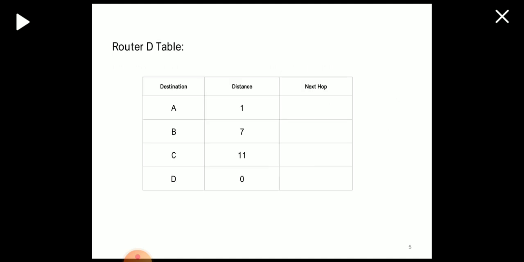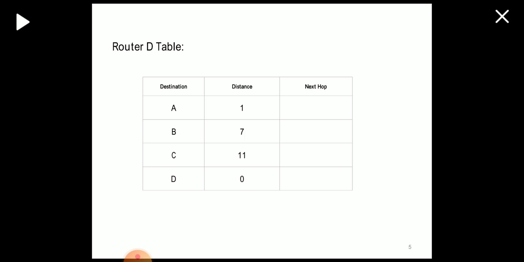Similarly, we maintain a table for router D. From D to A, we consider a distance of 1. From D to B, we consider a distance of 7. From D to C it is considered as 11, and from D to D the weight is considered as 0. This is the first step that we cover in the distance vector routing algorithm, in which each router maintains a table according to the neighboring nodes.